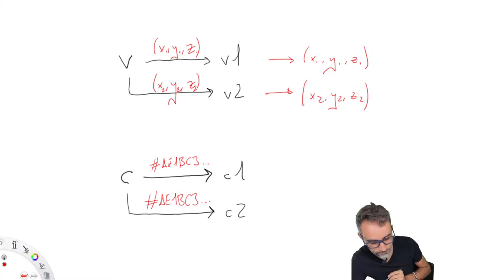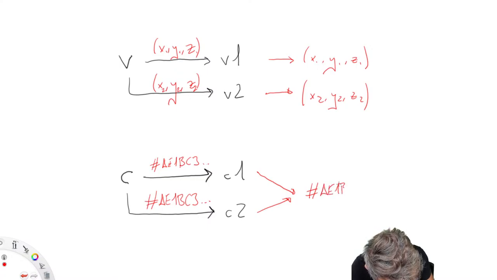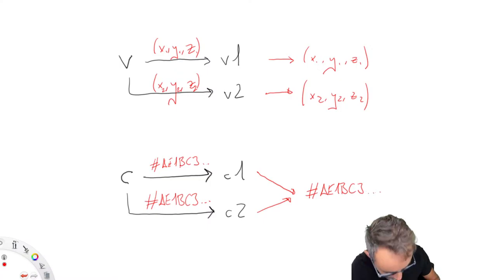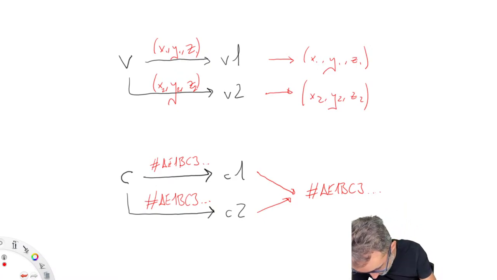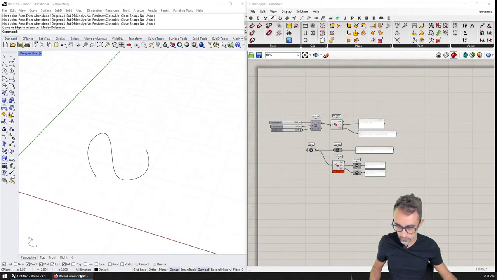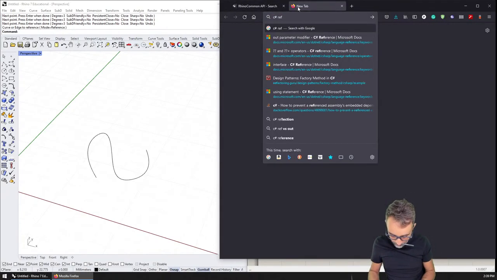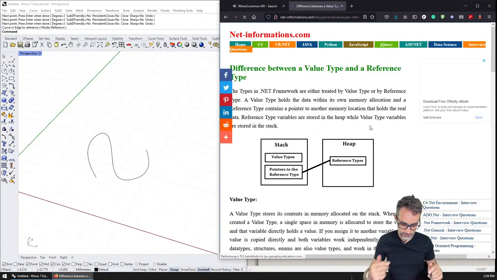So what ends up happening at the end of the day is that both objects are pointing to the same memory address. And if any changes are made to the object that lives in that memory address, those changes broadcast. So the difference between these two behaviors is the value type and the reference type.